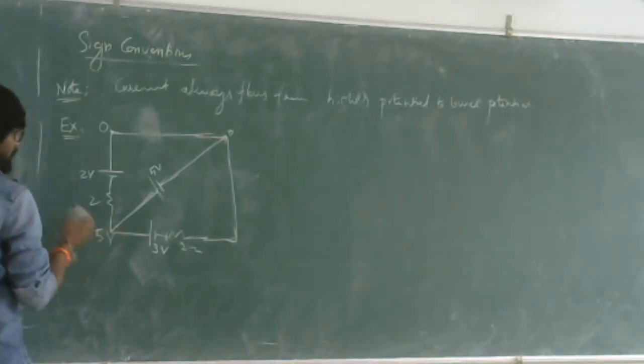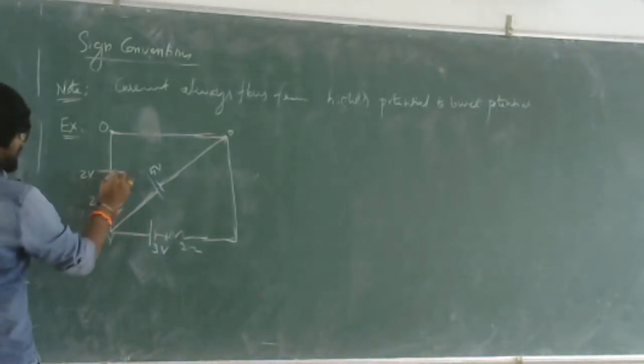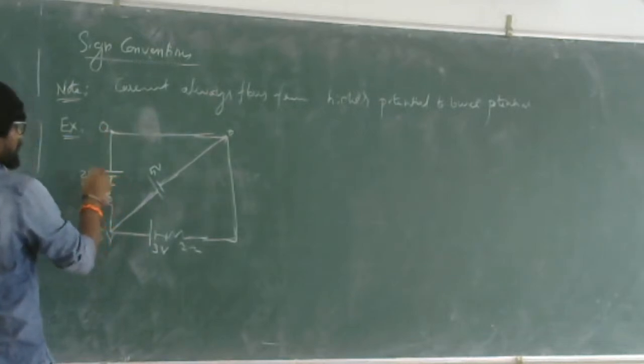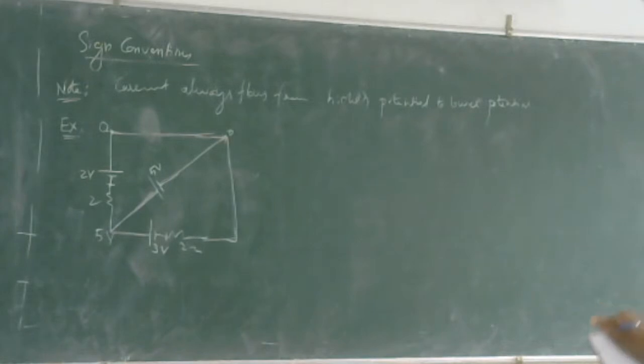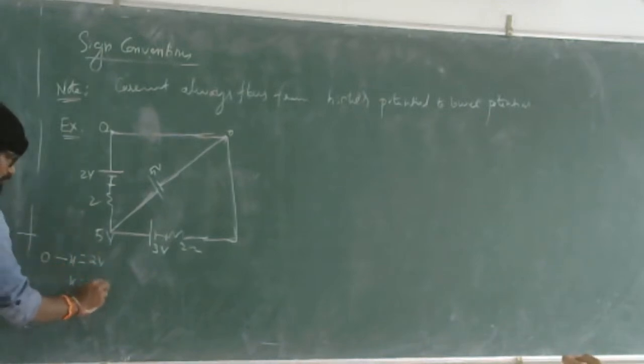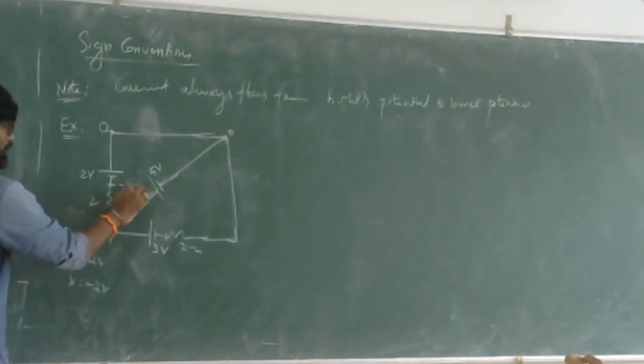Are you following? So now this is the higher potential of this battery. It is 0. What should be the lower potential so that the potential difference is 2 volts? Higher minus lower is 2. Higher is given as 0. We don't know what the lower is, so let us take it as some x. So 0 minus x is equal to 2 volts. So what will be x? Minus 2 volts.